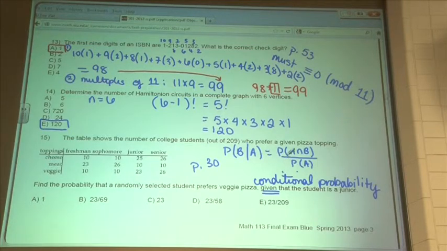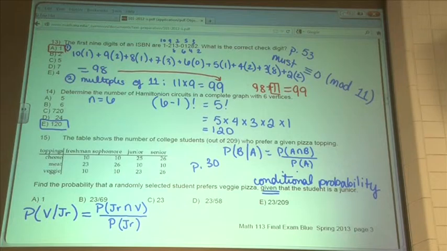Okay, so find the probability that a student prefers veggie pizza given that the student is a junior. So we want the probability of veggie given a junior. So, the probability that a student is a junior and likes veggie pizza, divided by the probability that the student is a junior. Still with me? All I'm doing is rewriting the formula according to the letters that we're talking about.